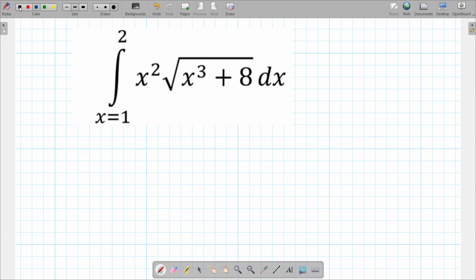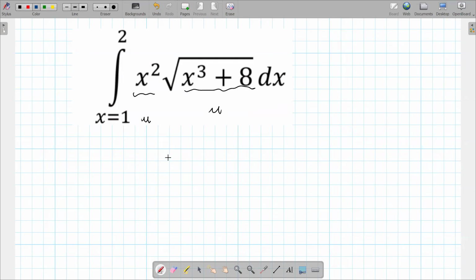So here we have to do a U substitution. You have two choices. You could either make this your U, or you could make this your U. Just the inner part, not this radical itself. Now, which one do you pick as U?